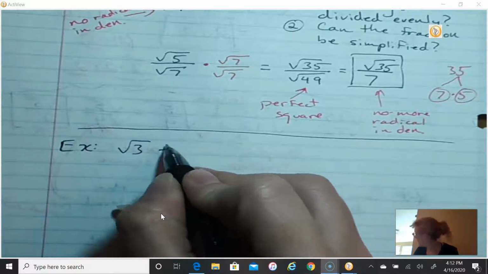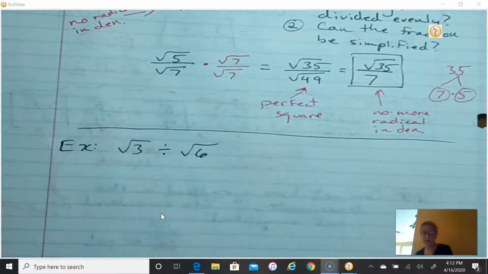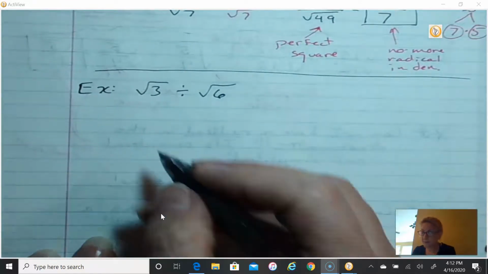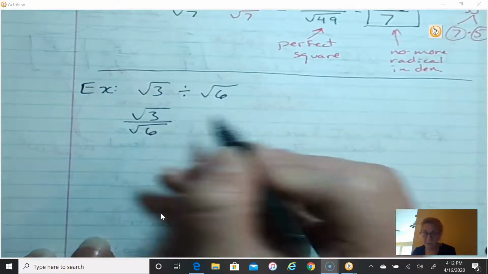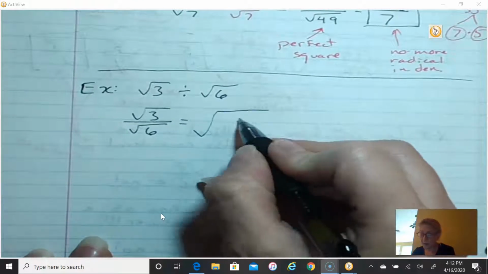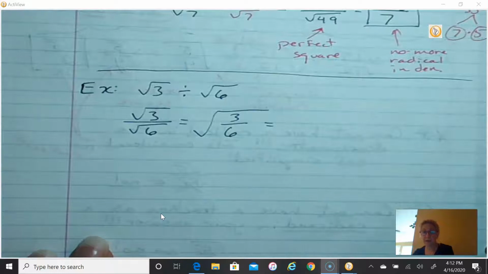Radical 3 divided by radical 6. Remember, the first step is you turn it into a fraction. So we're going to put the radical 3 on top and radical 6 on the bottom. We put it all under one radical sign. And remember, we simplify it if we can.